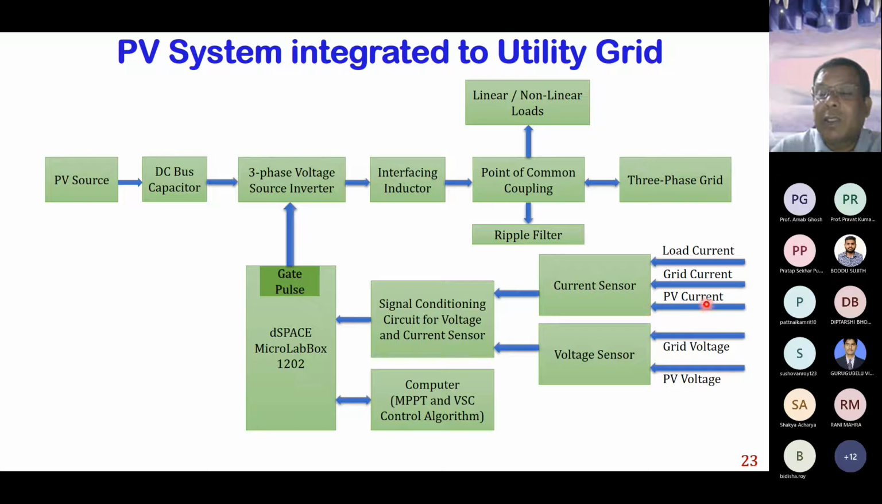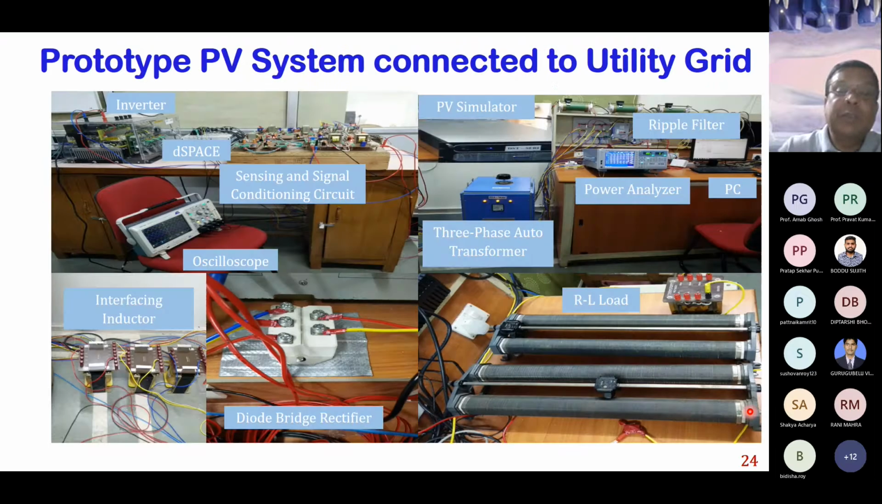And then we have the current sensors that measure the load current, grid current, and PV current, and the voltage sensors that measure the grid voltage and PV voltage. So this is the picture of the prototype PV system developed in the laboratory that is connected to the grid. As you could see, this is a Semikron make voltage source converter.